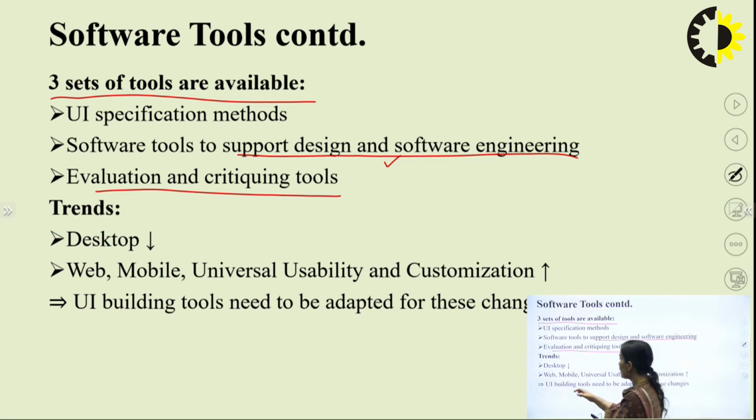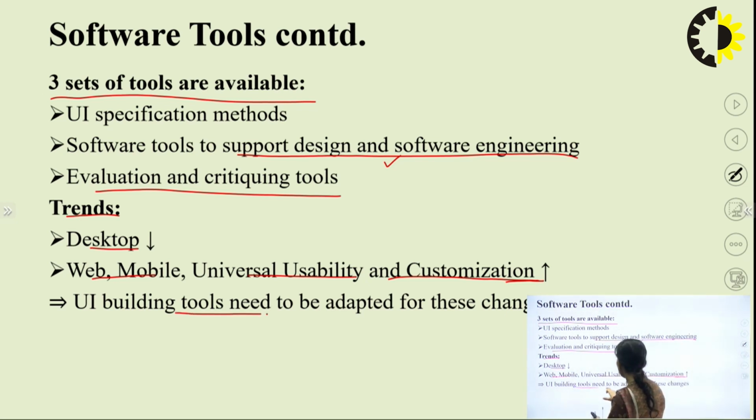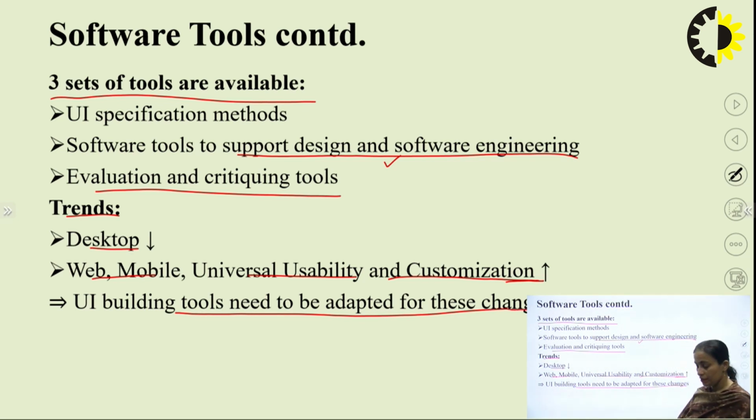The different trends are that desktops are now less in use. We are continuously increasing the use of web, mobile, universal usability and customization. Everybody wants these things now. According to the increasing use of web and mobile nowadays, the various UI building tools need to be adapted for these changes. Our tools should work properly on mobiles and on the web.